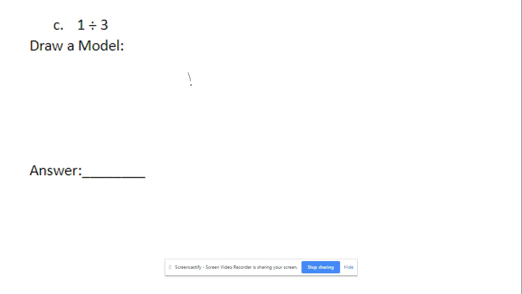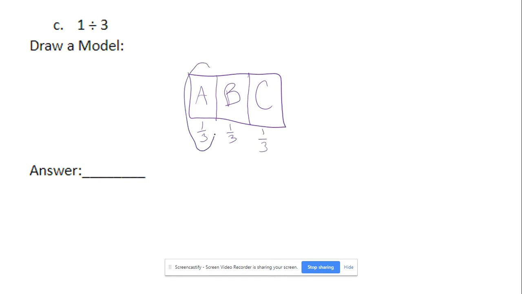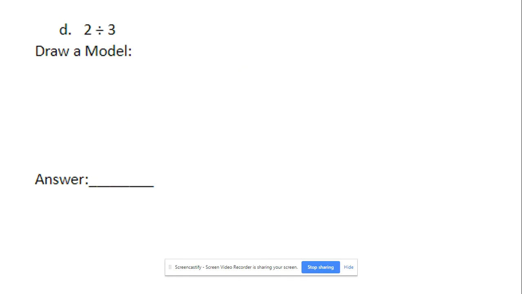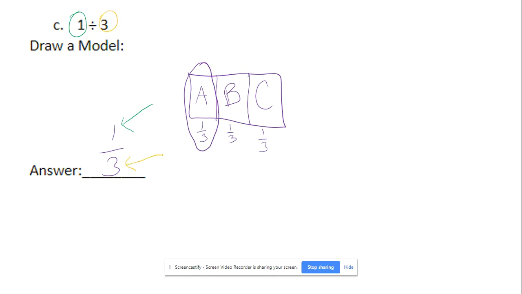Now we're going to do 1 divided by 3. So we have 1 whole. We need to put this into 3 groups. So if this is 1 chocolate bar split between 3 people, I know that I'm going to have to divide this 1 chocolate bar into 3 equal parts. That way I can give 1 part to person A, 1 part to person B, and 1 part to person C. Each person is going to get 1/3 of the entire chocolate bar. And if we notice, just like we said before, our dividend, or our first number, is on top, and our divisor, or our second number, is on the bottom.